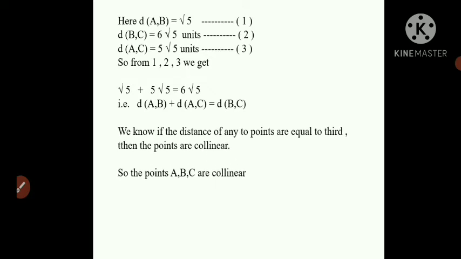So we know that if the distance of any two points is equal to the third one, then the points are collinear. Here there is a correction, see. We know that if the distances of any two points add up to the third, then the points are said to be collinear. Now let's move on to the second question, that is L, M, N are given.